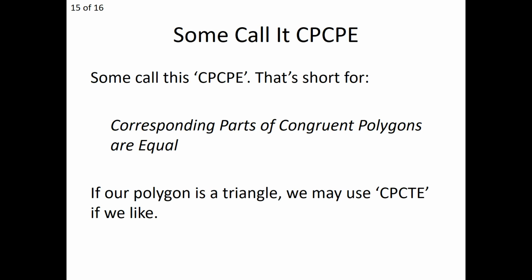I want to make sure, and we'll hit home on this later on in the chapter, that in order for us to declare that we know corresponding parts to be congruent, we have to know the polygons are already congruent first. So from congruence, we can then produce CPCTE. Now let's do an example to finish off the lesson.